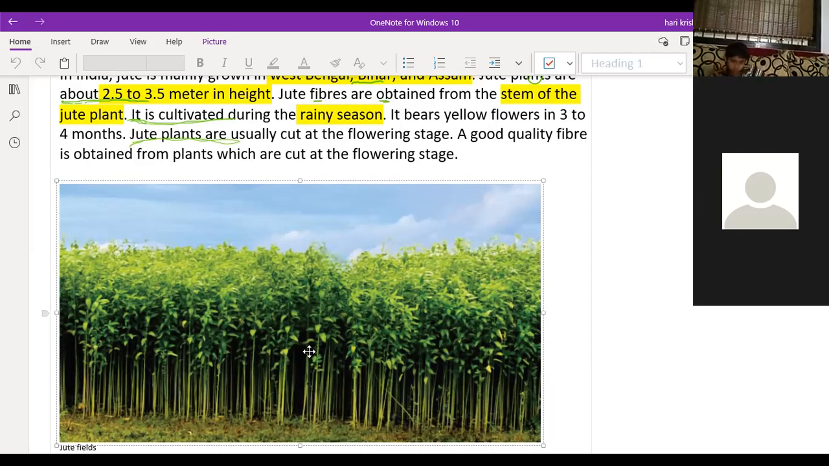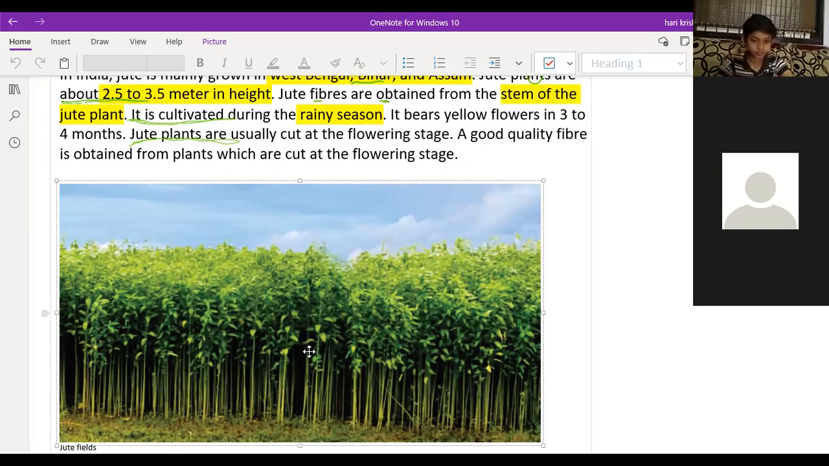So what is the meaning of harvesting? It is the stage where we are getting the raw product from the plants. In the case of cotton plantation, what is the harvesting? When we get the cotton from the cotton bolls, that is the harvesting season. In rice, when you are getting the rice from the paddy, that is the harvesting season. Here also same. Whenever the jute plants start growing flowers, we will usually cut the stem of the plant. So the growing of the flower indicates that the jute plant has reached the harvesting stage.